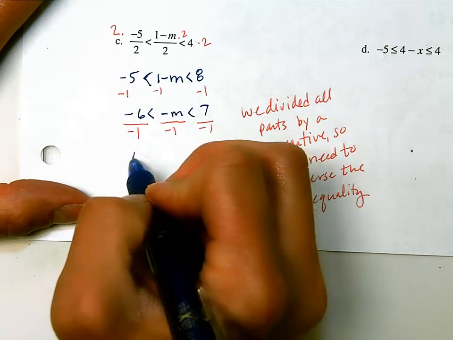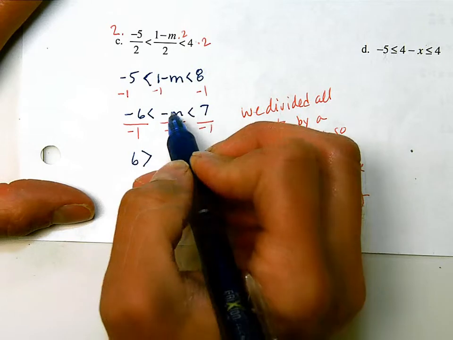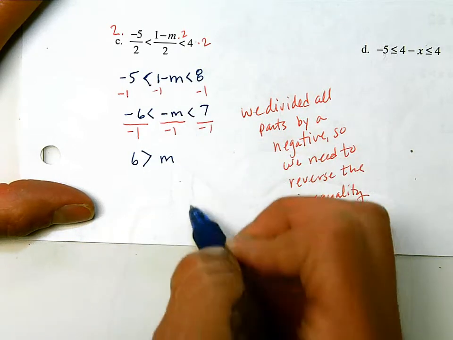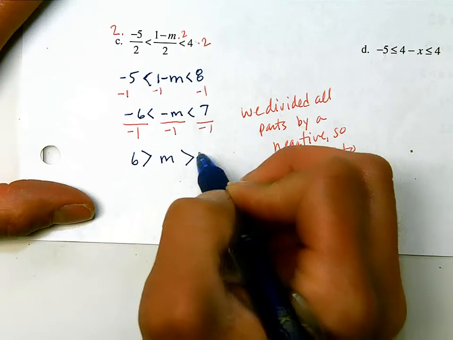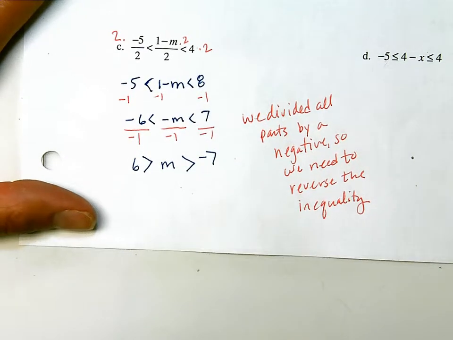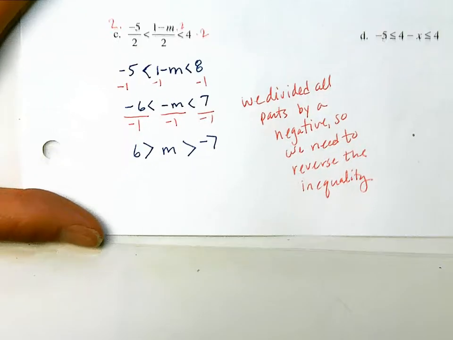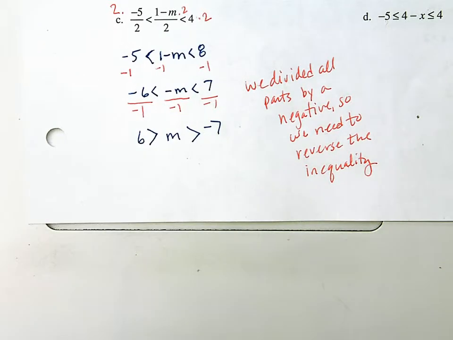Negative 6 divided by negative 1 is 6. Reverse the inequality. Use this with an m in the middle. Reverse the inequality. I'll give you a second to catch up and then I'll talk about the notation.